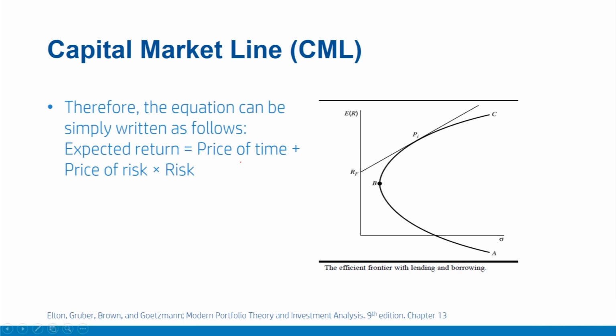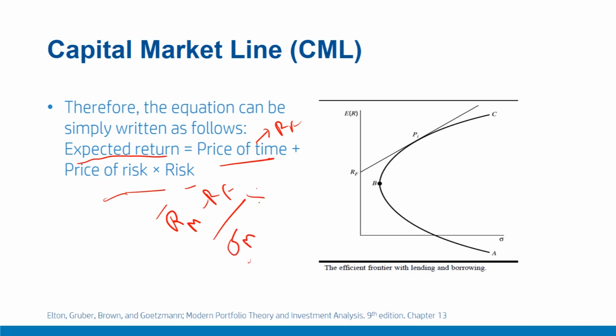So the resulting equation is: expected return on any efficiently priced security is price of time plus price of risk into risk. Price of time is nothing but risk-free rate. Price of risk we have already discussed, which is Rm bar minus Rf, the additional return for taking the risk, standardized by market risk sigma m, into risk, which is sigma I. Sigma I is the risk of efficient portfolio. This component is the price of risk. This is the total risk.